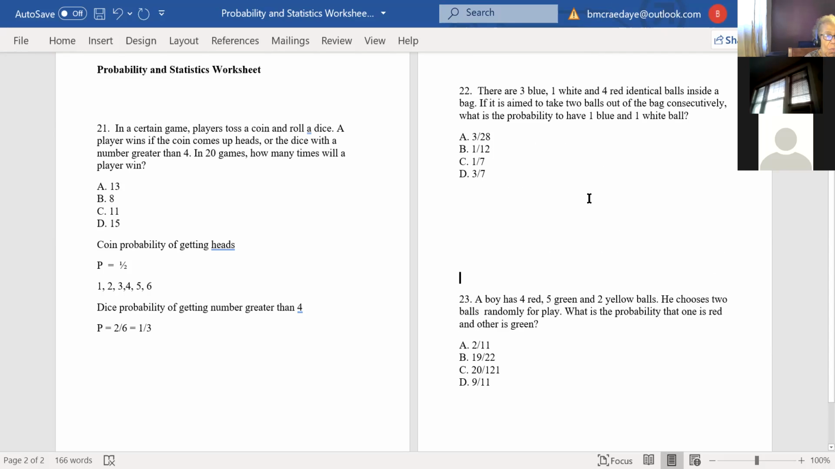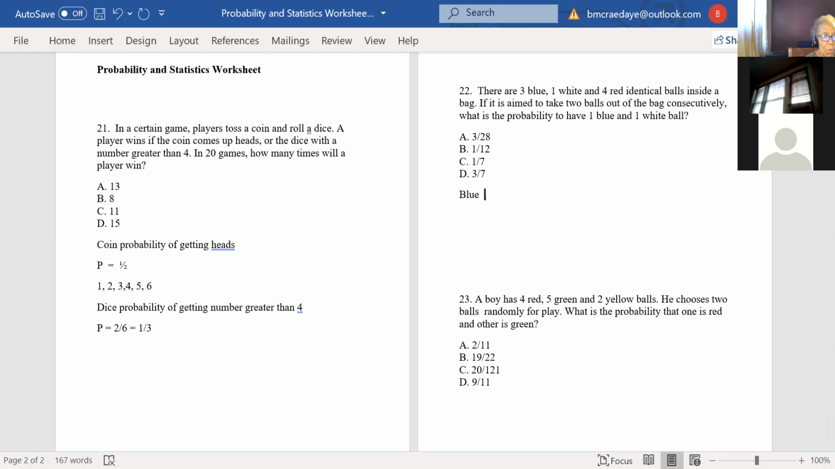On the 22, you have how many blues and how many whites? So what is the probability to have one blue and one white? So that is one and one is two. Okay, you're taking two balls out of the bag consecutively. So let's just take the blue. There's three blues, one white, and four reds. If you take two balls out of the bag consecutively, what is the probability of getting a blue and a white?